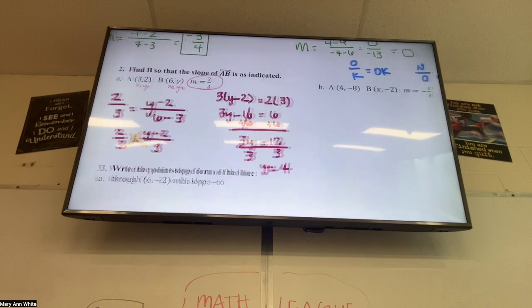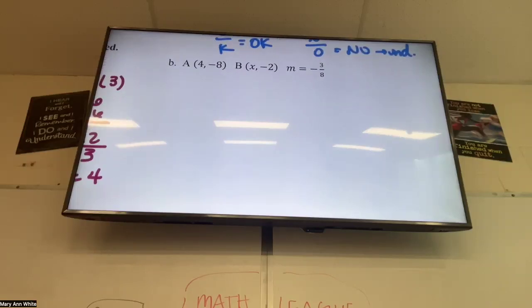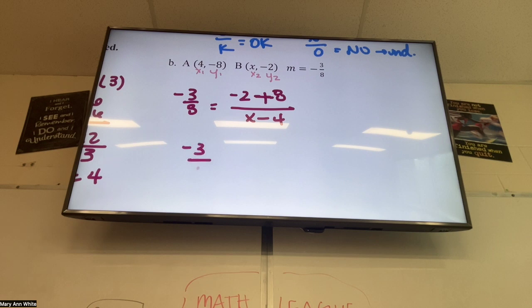Let's do the same idea for the next one. I'm going to label my points. And I'm going to set up and solve, and I get -3/8 equals -2 minus -8 over x minus 4. I'm going to do -2 minus -8, or plus 8, to get me 6. So now I've got -3/8 equals 6 over x minus 4.